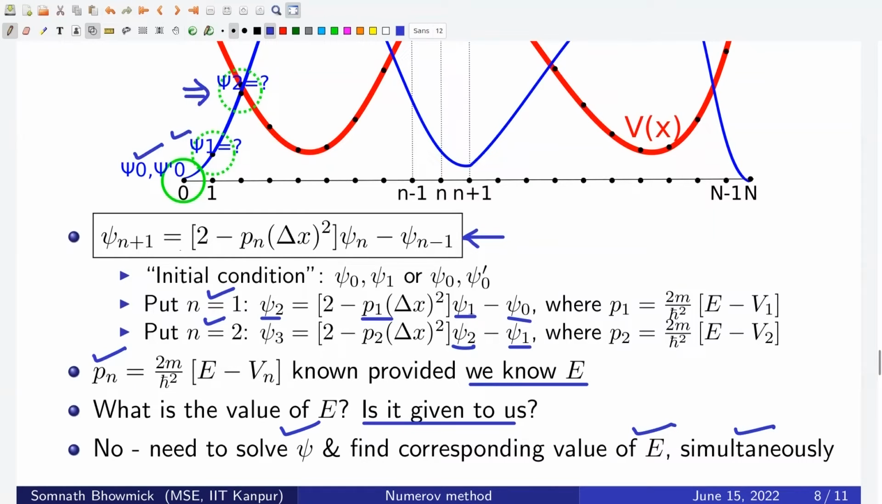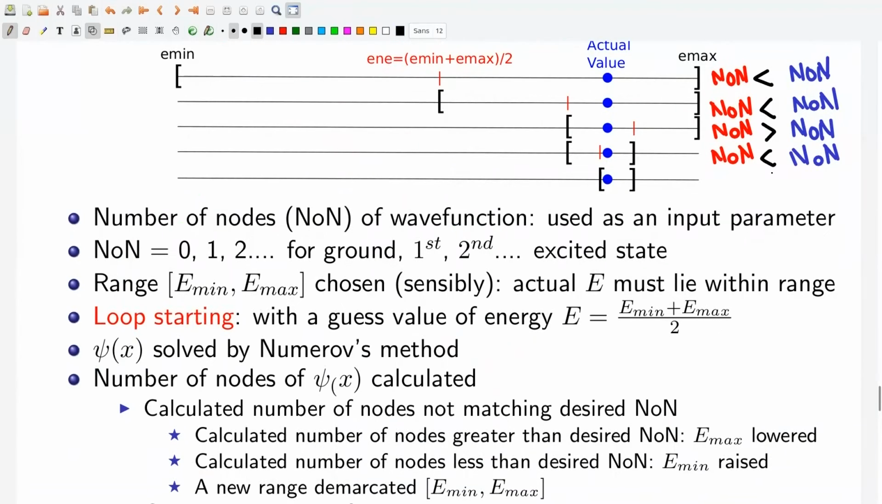So, we already know how to solve for psi. Let us see how we simultaneously solve for the corresponding value of E. To solve for the energy eigenvalue, we use the number of nodes of the wave function as an input parameter. Why do we do this?